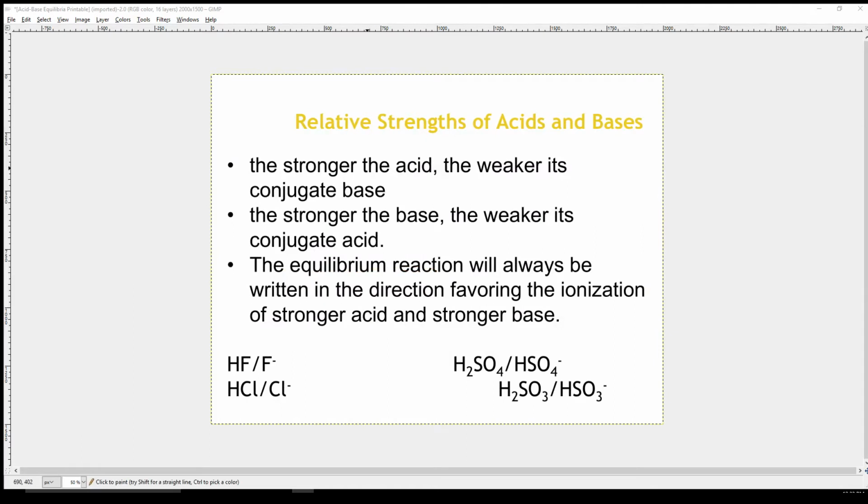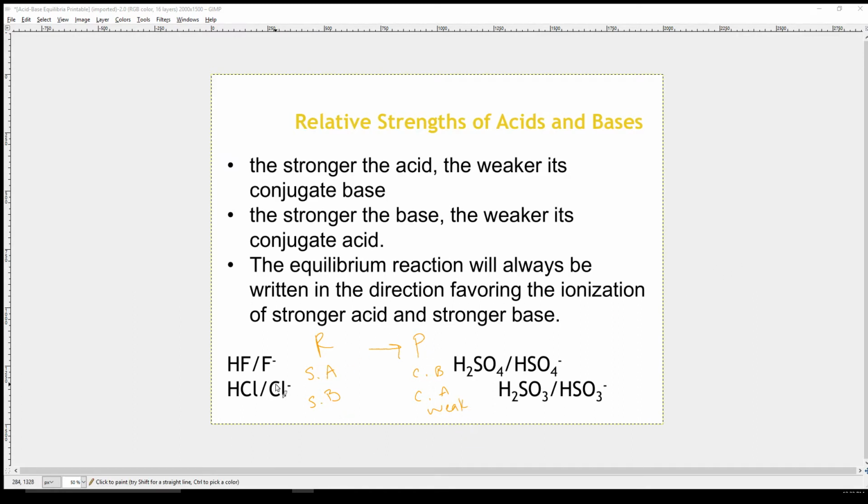So first, let's just summarize. The stronger the acid, the weaker its conjugate base. The stronger the base, the weaker its conjugate acid. Your equilibrium reaction will always be written in the direction favoring the ionization of the stronger acid and the stronger base. In other words, our reactants will always have the strong acid or the strong base, and our products will be their conjugates, which are very weak. So the strong stuff goes in the reactants, the weak stuff goes in the products.